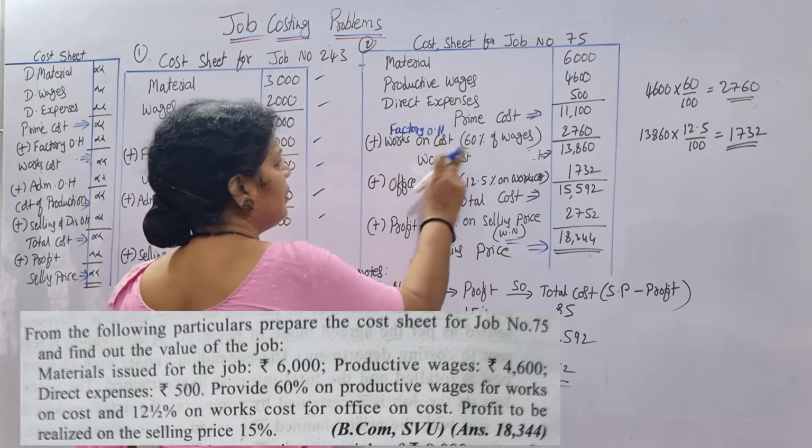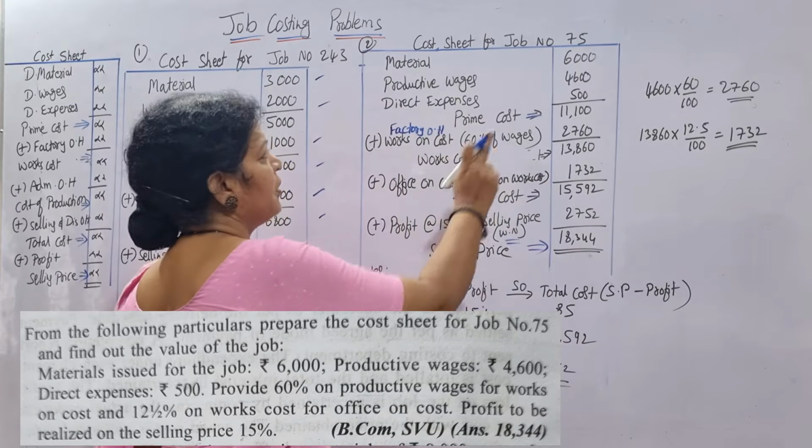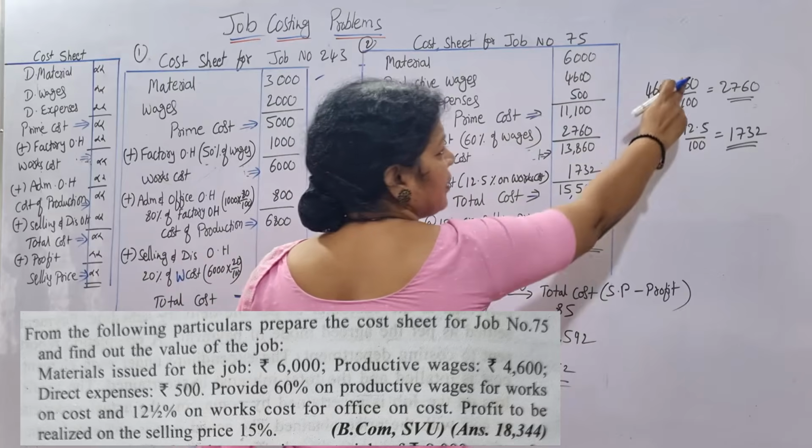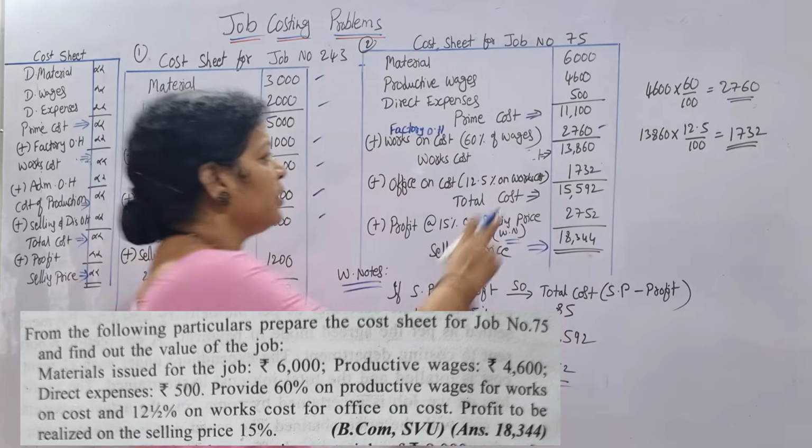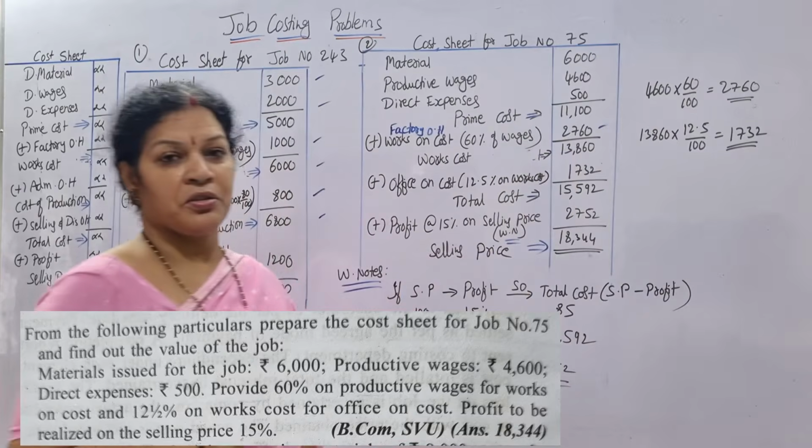Factory overheads are 60% of wages. Wages are 4,600. 60% comes to 2,760. You got it. Okay, so if we add, we got the works cost.